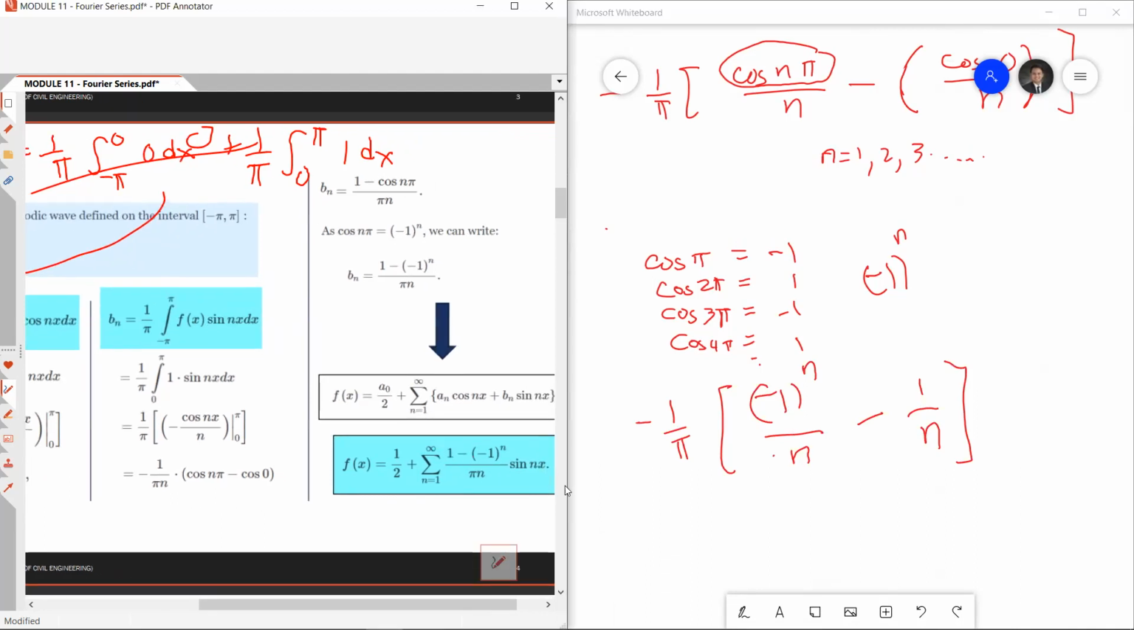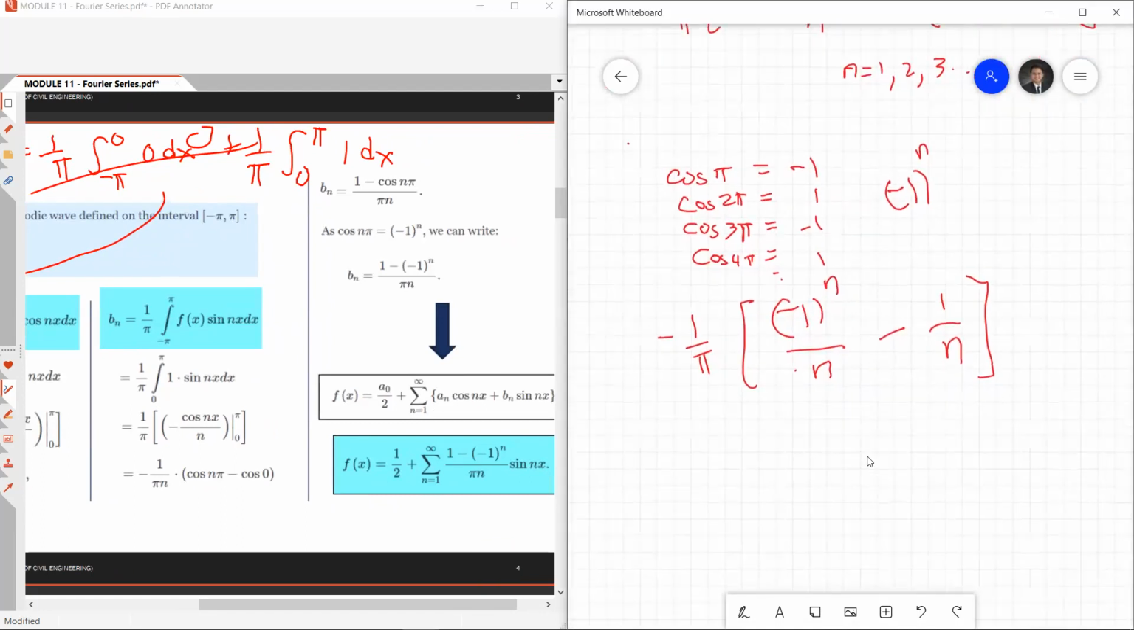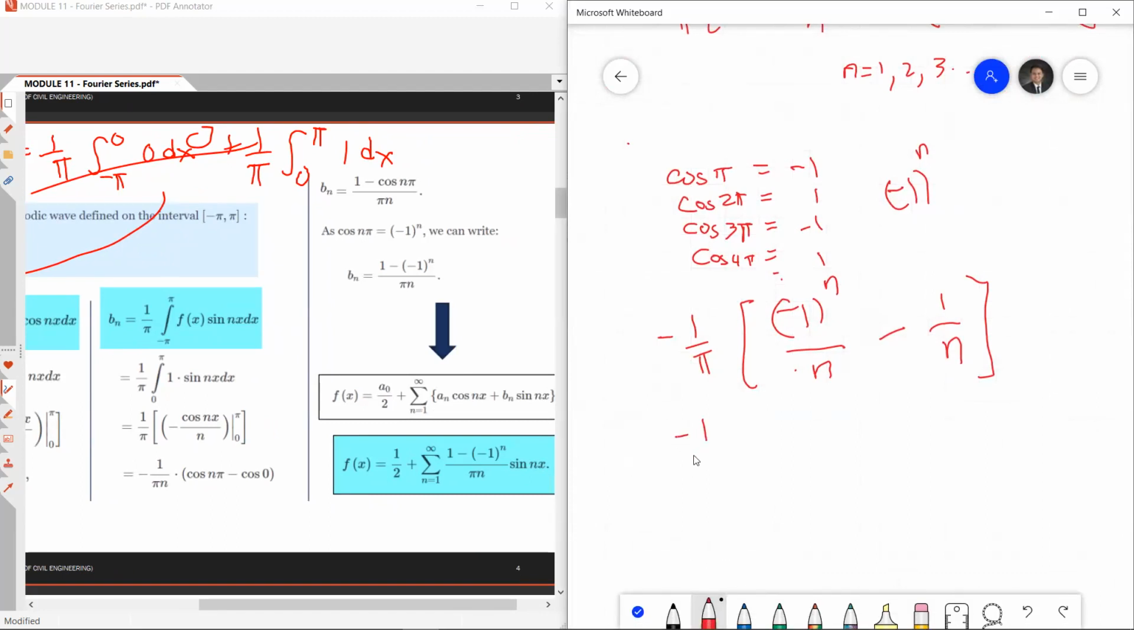So since they have the same denominator, you can add them. Okay? So therefore, that is equivalent to negative 1 over pi, negative 1 raised to n minus 1, divided by n.